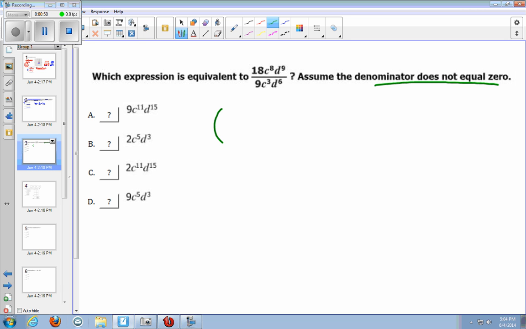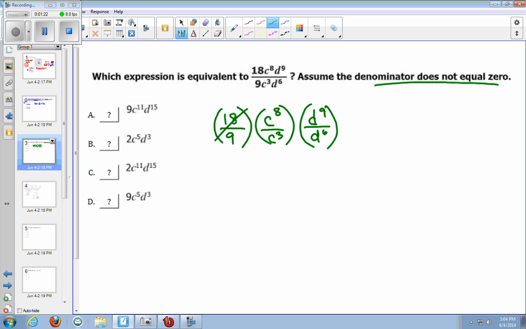So in this case, I have an 18 over a 9 that are like terms because they're both integers. Then I have my c's. I have c to the 8th on top, c to the 3rd on the bottom. And then my last term is that I have d to the 9th over d to the 6th. Now notice I did not put addition or subtraction signs in between these groups because ultimately they're still being multiplied together. But what I'm going to do is simplify each piece.